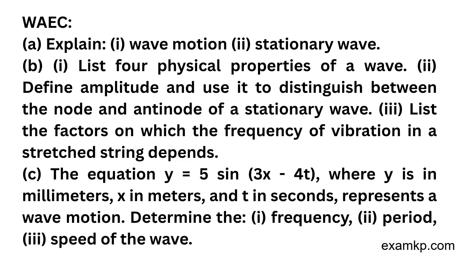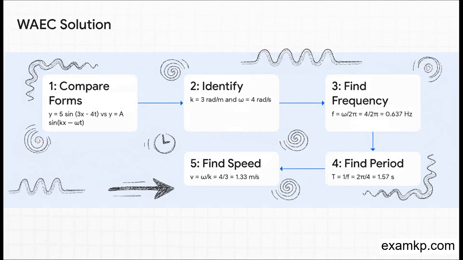The method is actually simple. It's all about comparing. You take the equation they gave you, and you write our standard form right below it. Y equals A sine (kx minus omega t). Now, you just match them up. You can see that k must be 3 and the omega must be 4.